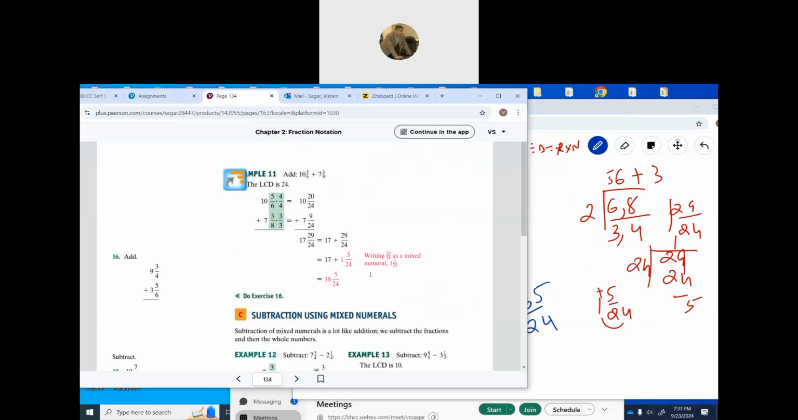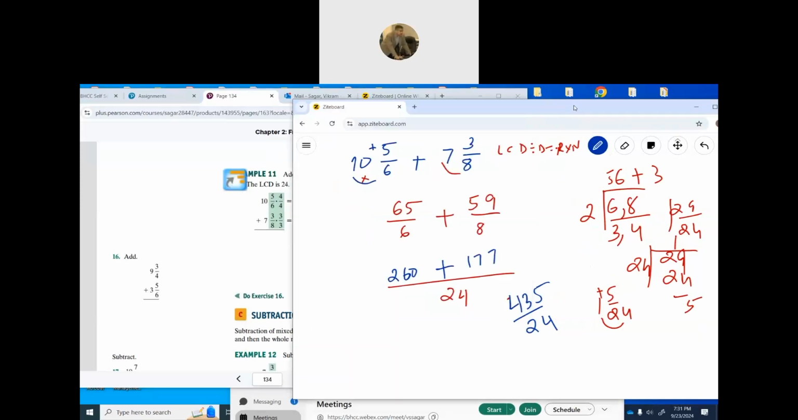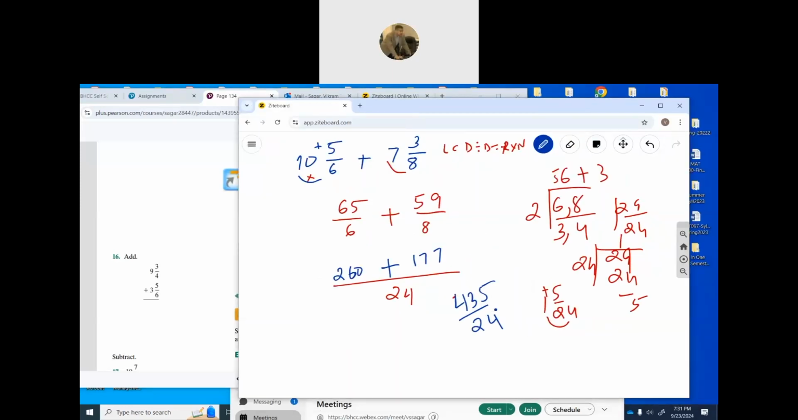But now they may want a mixed number. See, this is a mixed number. So we can convert to a mixed number. If you use a calculator, it's going to give you a decimal, and we don't want a decimal, but it gives you a little bit of an idea. So we could do the long division again.